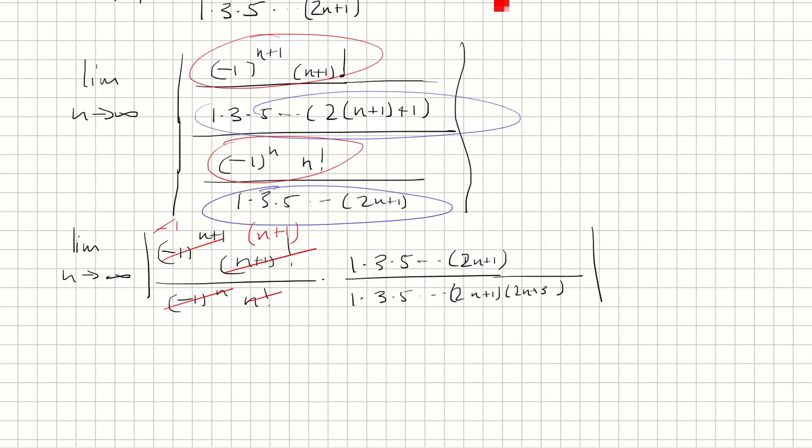The second fraction, 1, 3's, 5's, all the way up to the 2n plus 1 are going to cancel. And I'm left with 2n plus 3 in the denominator. So we have the absolute value of n plus 1 over 2n plus 3. Really here I don't need the absolute value anymore, so I can delete that.